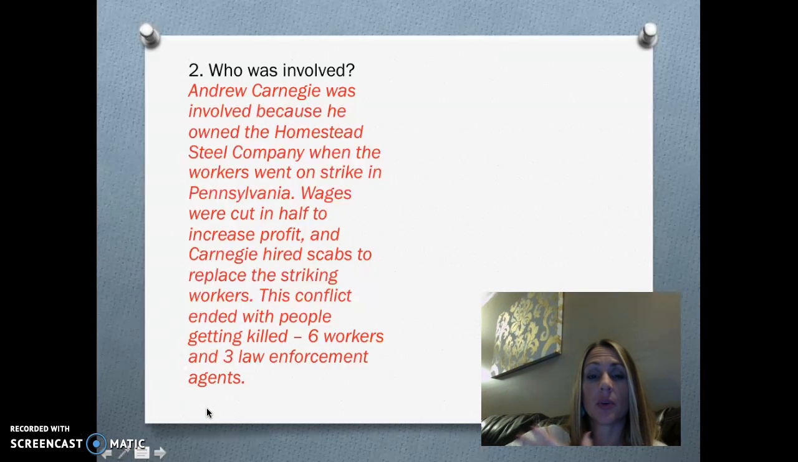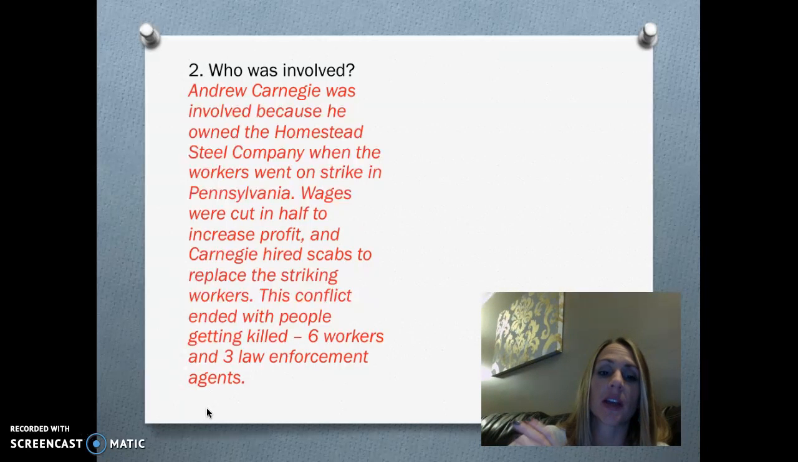Okay, here's another example addressing the next question. Who was involved? You could choose Andrew Carnegie. You could choose Rockefeller, the robber barons, J.P. Morgan. But here's a fact that you could have for Andrew Carnegie. He was involved because he owned the Homestead Steel Company when the workers went on strike in Pennsylvania. Wages were cut in half to increase profit, and Carnegie hired scabs to replace the striking workers. The conflict ended with people getting killed, and 6 workers and 3 law enforcement agents were killed.